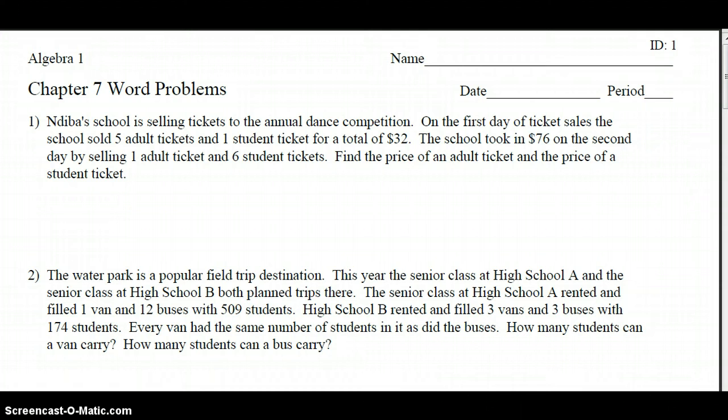Okay? As I mentioned in one of my previous videos, I really like word problems in systems of equations because it's one of the most applicable things to real life situations. And hopefully you will see that as we go along. Before you try to solve any problem, first of all, obviously you should read it. And then you need to highlight important information. So on the first day of ticket sales, schools sold 5 adult tickets and 1 student ticket for a total of $32. And then on the second day, took $76 by selling 1 adult and 6 student tickets. Find the price of an adult ticket and find the price of a student ticket.